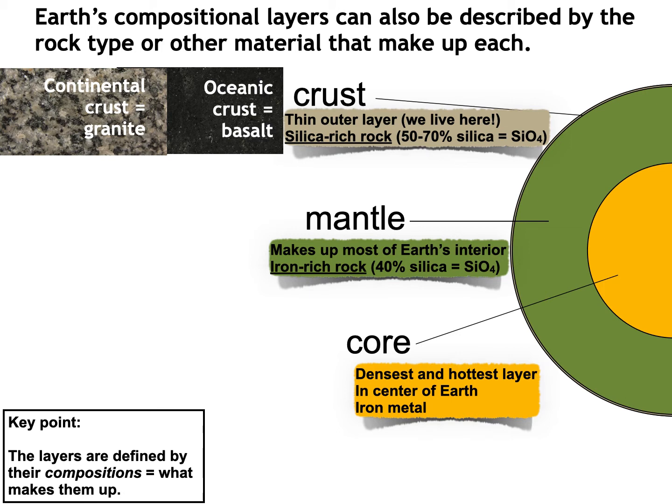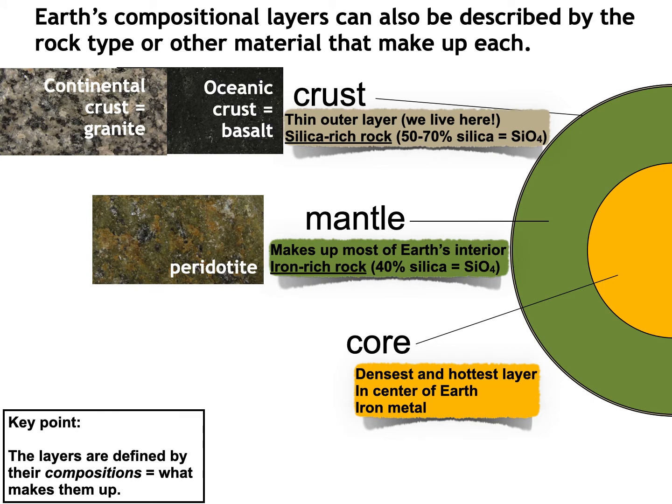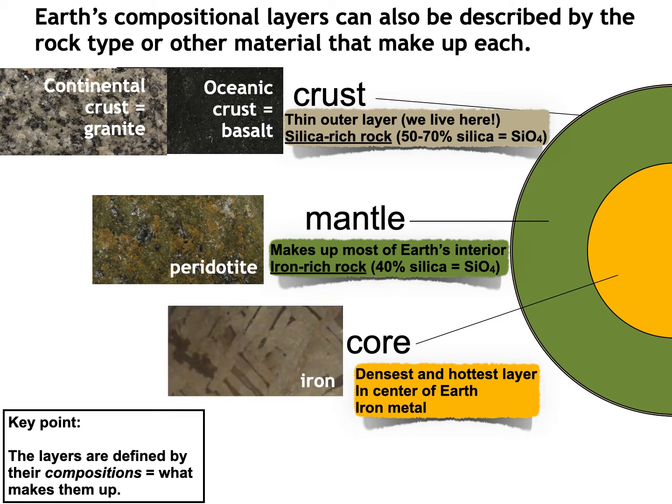The mantle, the middle layer of Earth, has more iron and less silica than either crust and is equivalent to a green rock that's often found at the surface of the Earth from volcanoes called peridotite. The core is not rock but is iron, and there's a picture of a meteorite here to give you an idea of what we think it's like.